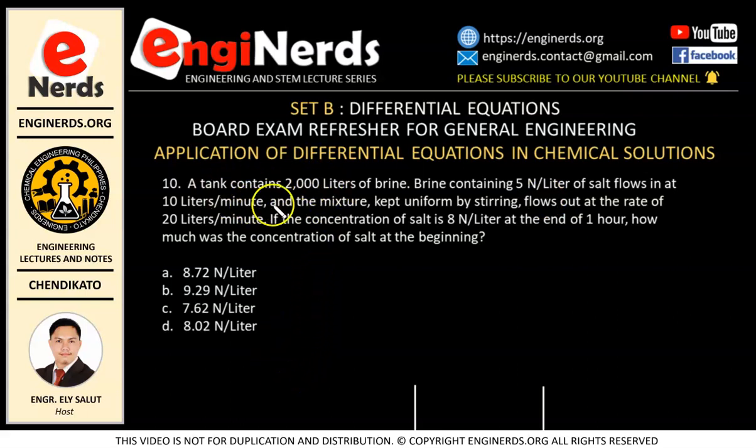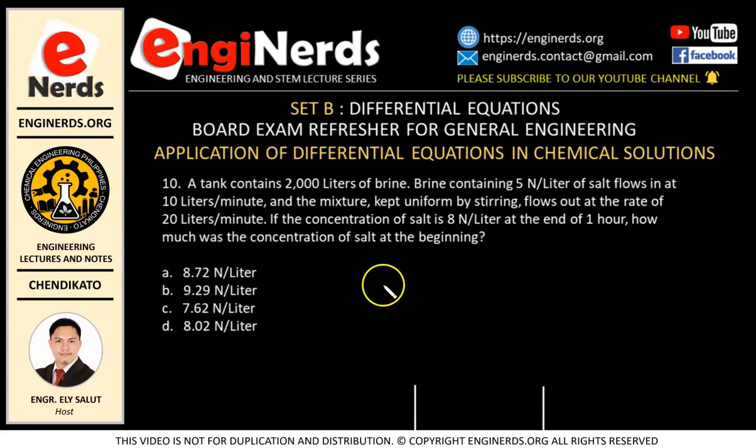We have a tank that contains 2,000 liters of brine. Brine containing 5 newtons per liter of salt flows in at 10 liters per minute, and the mixture, kept uniform by stirring, flows out at the rate of 20 liters per minute. If the concentration of salt is 8 newton per liter at the end of 1 hour, how much was the concentration of salt at the beginning? And here are our choices for this problem.